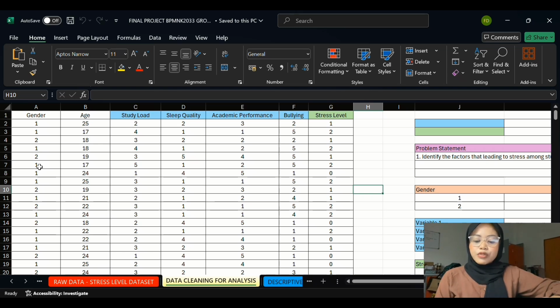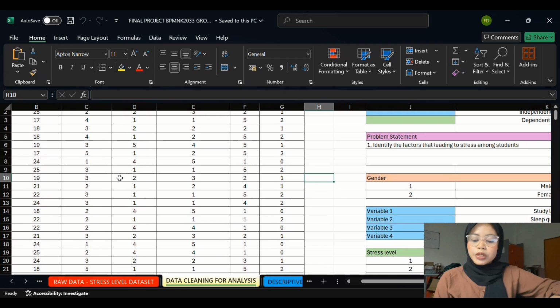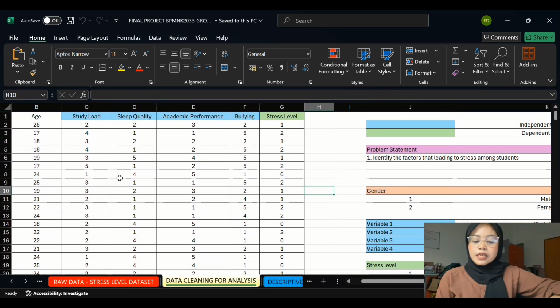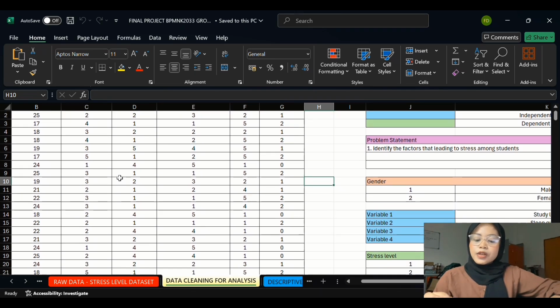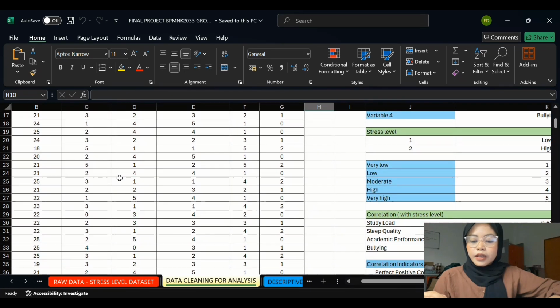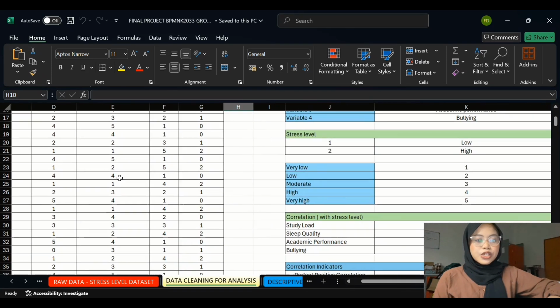Next, we categorized the variables. Continuous variables like stress level were grouped into categories: low, medium, and high. This made trends easier to interpret. Then we addressed the outliers. Extreme values in variables like sleep quality and study load were reviewed and adjusted when necessary. By the end of this process, we had a clean and structured data set ready for analysis, which leads us to the next section.